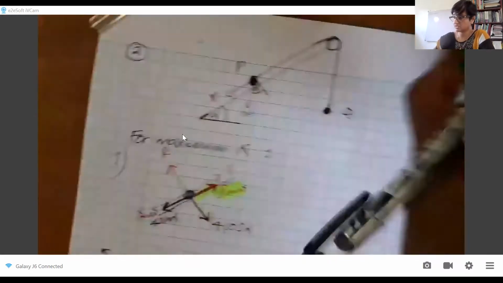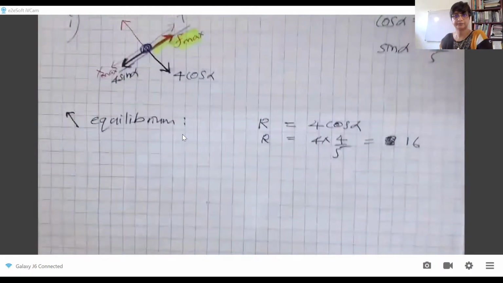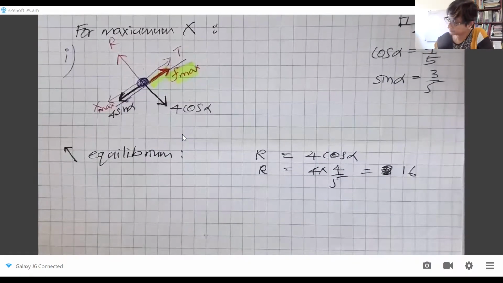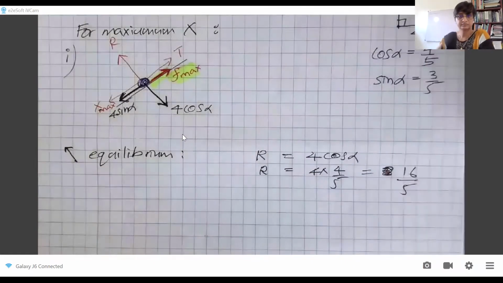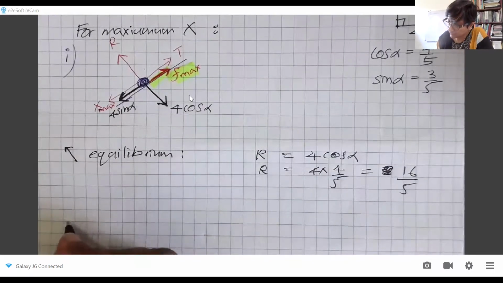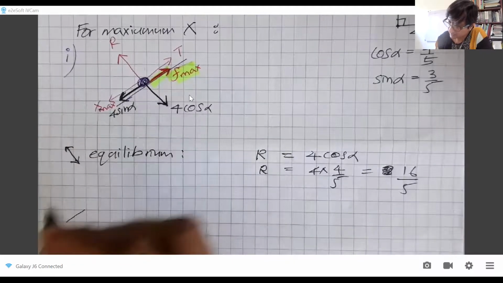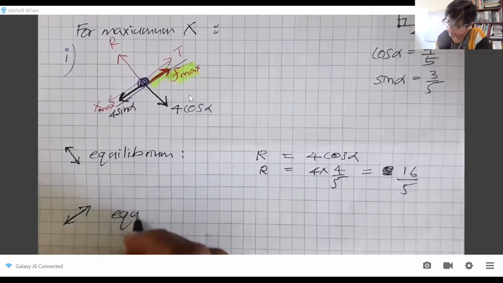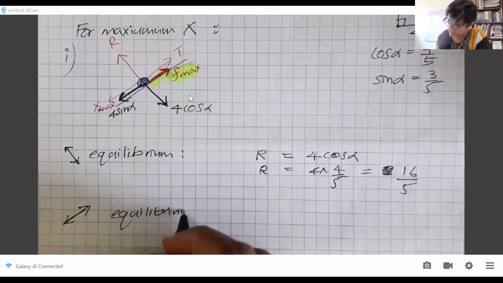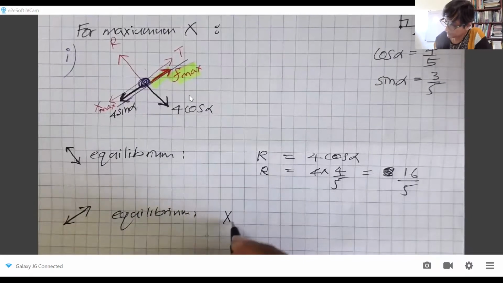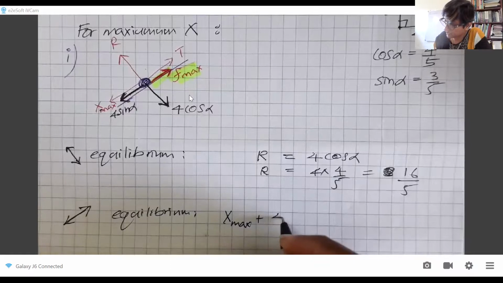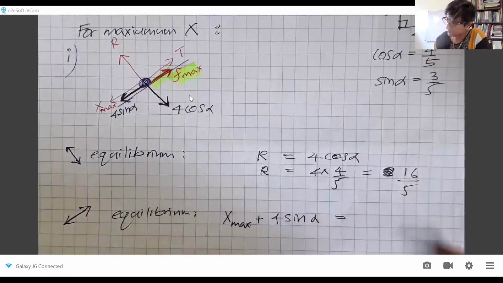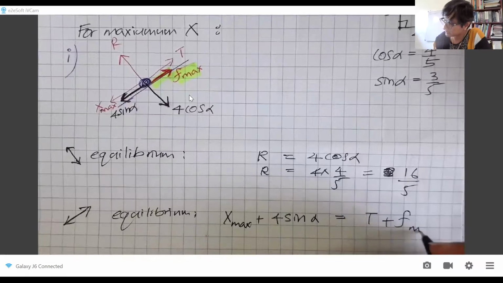Oh, I'm sorry, you can't see what I'm writing. Okay. Then horizontal equilibrium, they are balanced. X max plus 4 sine alpha must equal T plus F max.